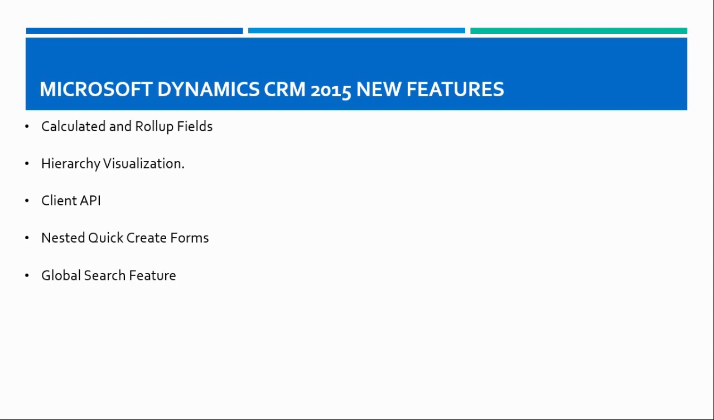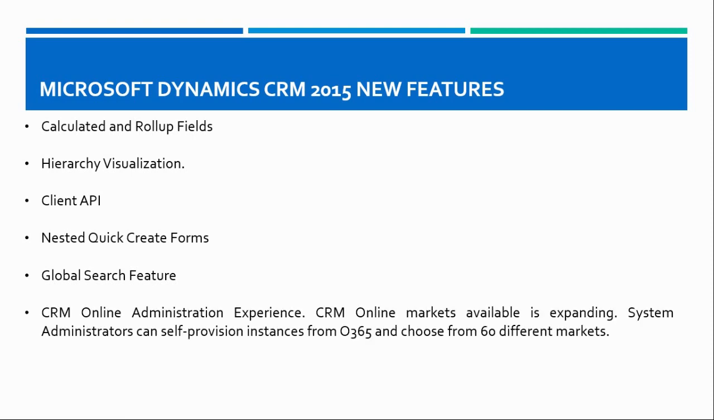Now the global search feature was also added, and with this version the CRM online administration experience was also added. So the CRM online market availability is expanding. System administrators can self-provision instances from Office 365 and choose from 60 different markets that were available at that time.